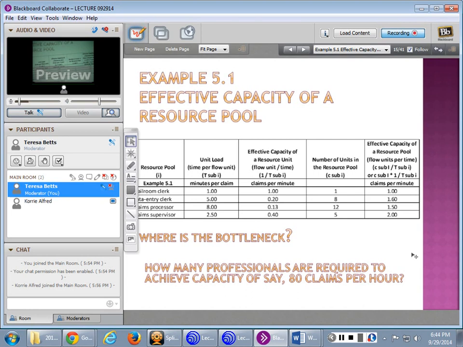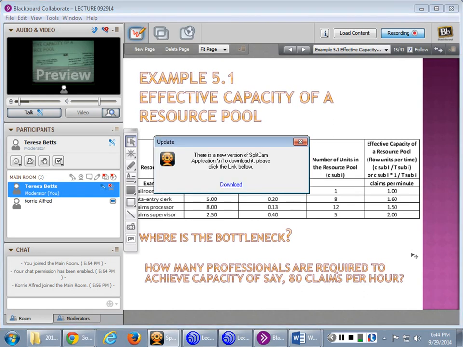It is the mailroom, but it is the mailroom because we're talking about units per time. So if you think about that, the bottleneck is going to be the one that can do the most units or the fewest units. The fewest, right? See, that one up there isn't a minute, it's a claim. It's claims per minute. The mailroom only does so many claims a minute. We're looking at the number of units.